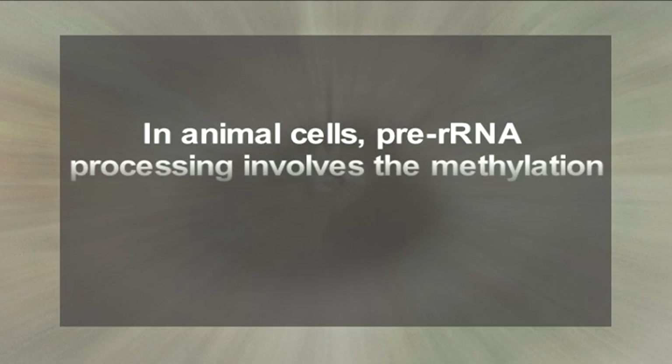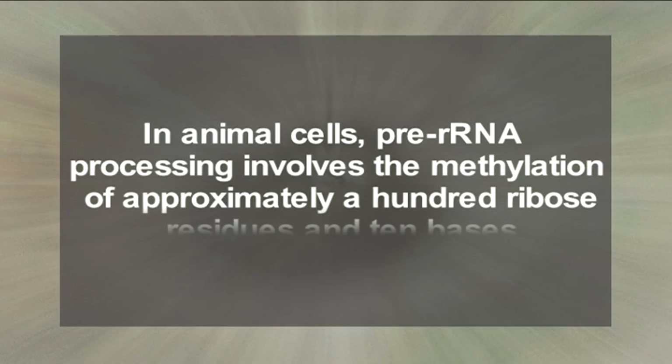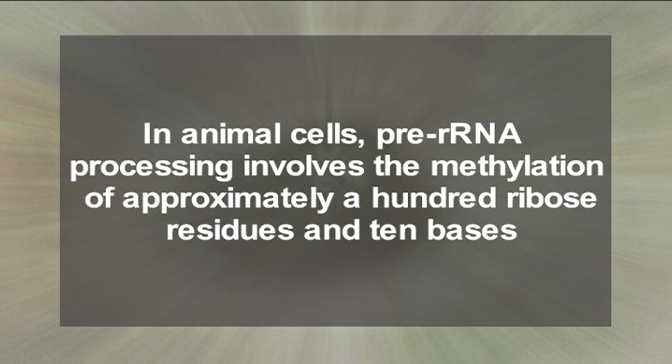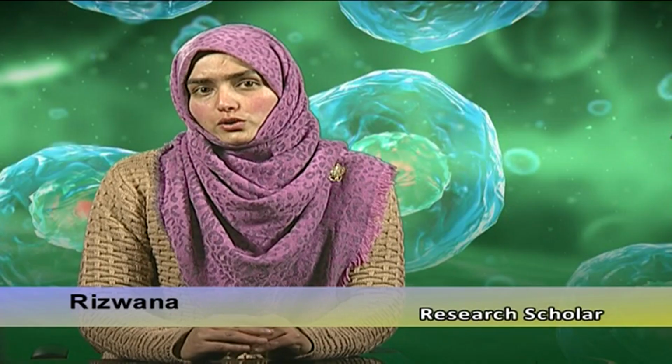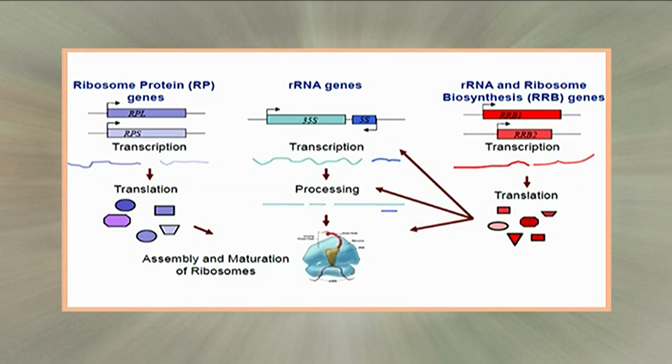In animal cells, pre-rRNA processing involves the methylation of approximately 100 ribose residues and 10 bases, in addition to the formation of about 100 pseudouridines. Most of these modifications occur during or shortly after the synthesis of the pre-rRNA, although a few take place at later stages of RNA processing. The processing of pre-rRNA requires the action of both proteins and RNAs that are localized in the nucleolus.